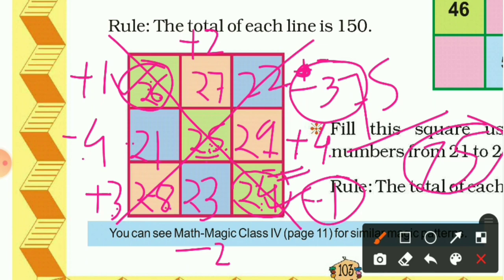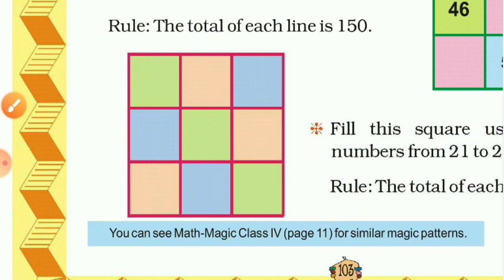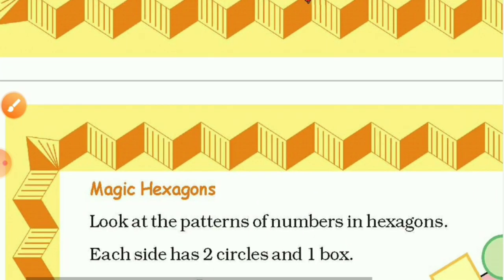Okay, so in this way you can see that all the boxes have been filled. At first there were no numbers. All the boxes were blank, and we just used our trick. You can say this is a trick. So this method is, I think, very easy for understanding. Okay, learn this. And now come to the next page, page number 104.